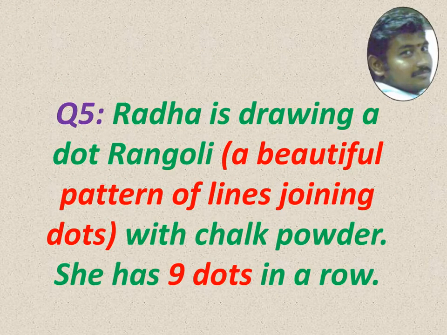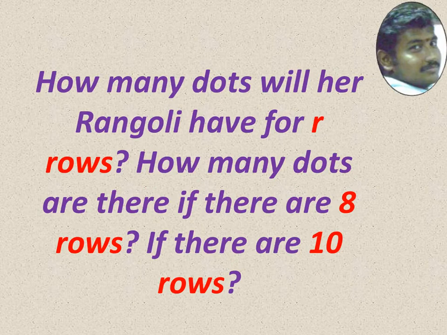Radha is drawing a dot rangoli, a beautiful pattern of lines joining dots with chalk powder. She has 9 dots in a row. She is using number of rows, but each row contains only 9 dots. How many dots will her rangoli have for r rows? How many dots are there if there are 8 rows? If there are 10 rows?